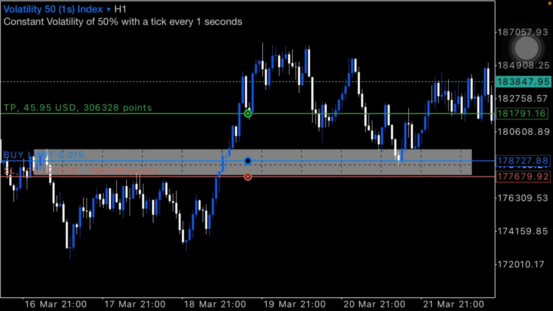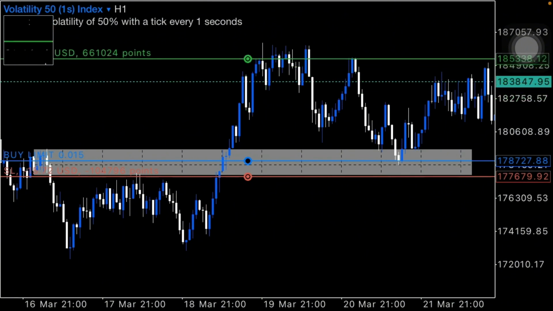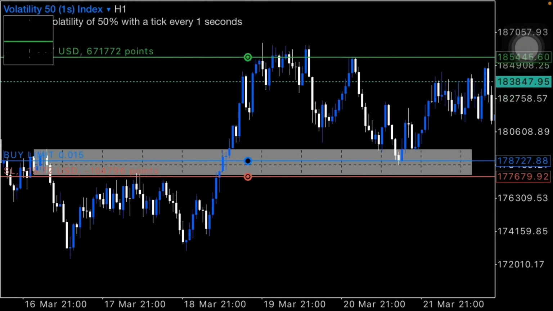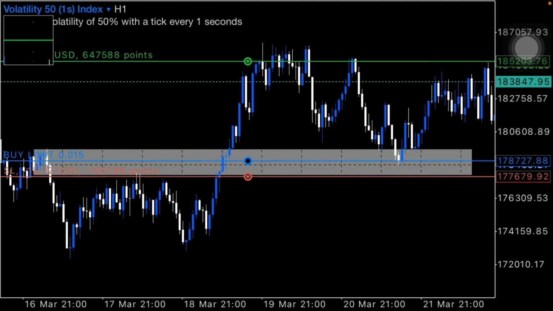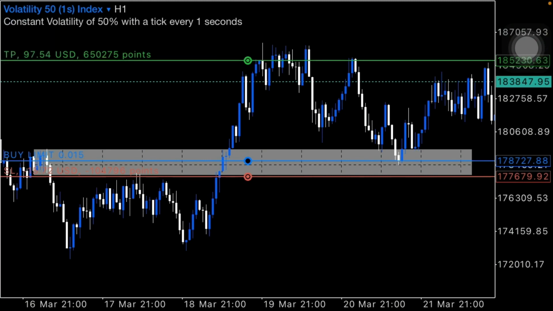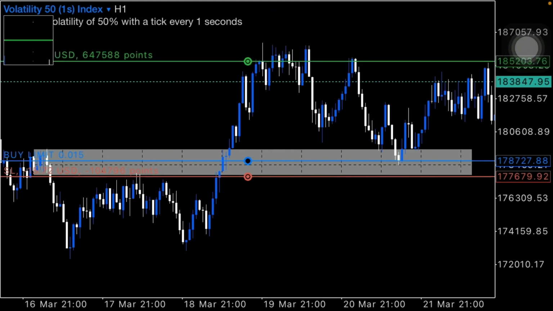So I'm risking $15 here, so I'm going to take my take profit to $45. So this is where my first take profit will be, and my second take profit will be at the apex. For instance, this here, there's a resistance zone right here, so I'm going to place my trade here.